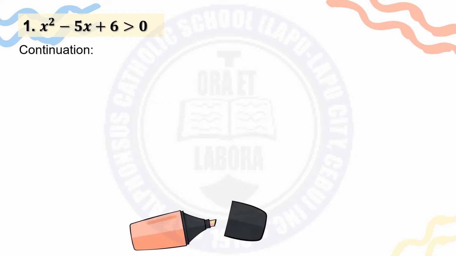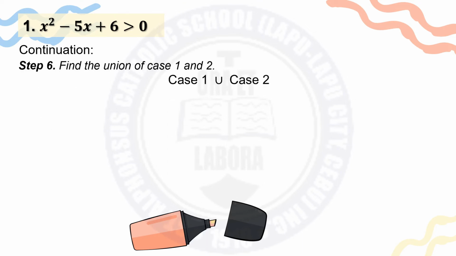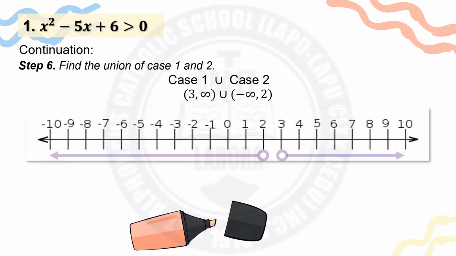So let's have the continuation of number 1. Step 6, find the union of case 1 and case 2. Case 1 union case 2. Case 1 states from 3 to infinity, while case 2 states from 2 to negative infinity. If we graph this one, this would be the graph.